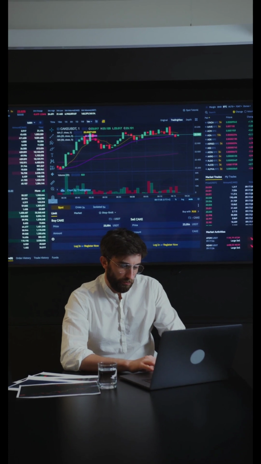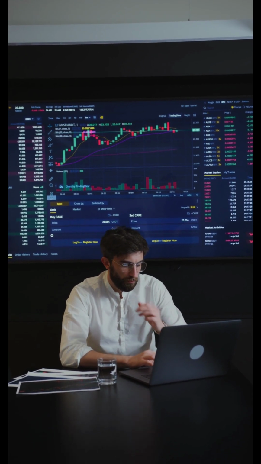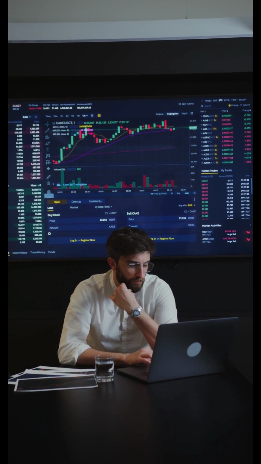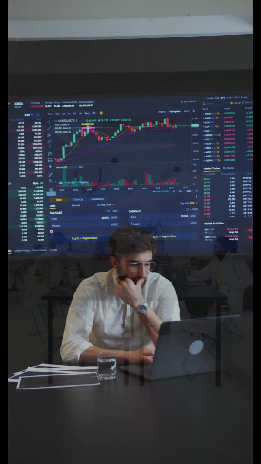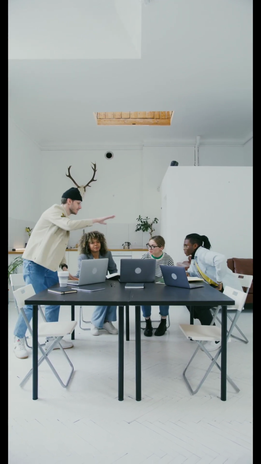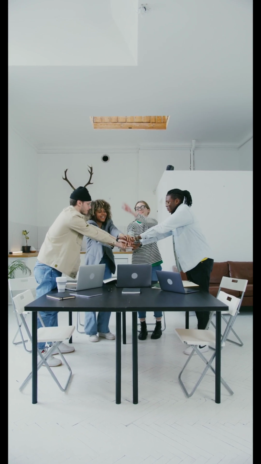1. Study the company's financial statements. Look at the company's income statement, balance sheet, and cash flow statement to get a sense of its revenue, expenses, assets, liabilities, and cash flow. 2. Analyze the company's financial ratios. Look at key financial ratios such as the price-to-earnings ratio, debt-to-equity ratio, and return on equity to assess the company's profitability, financial leverage, and overall efficiency.